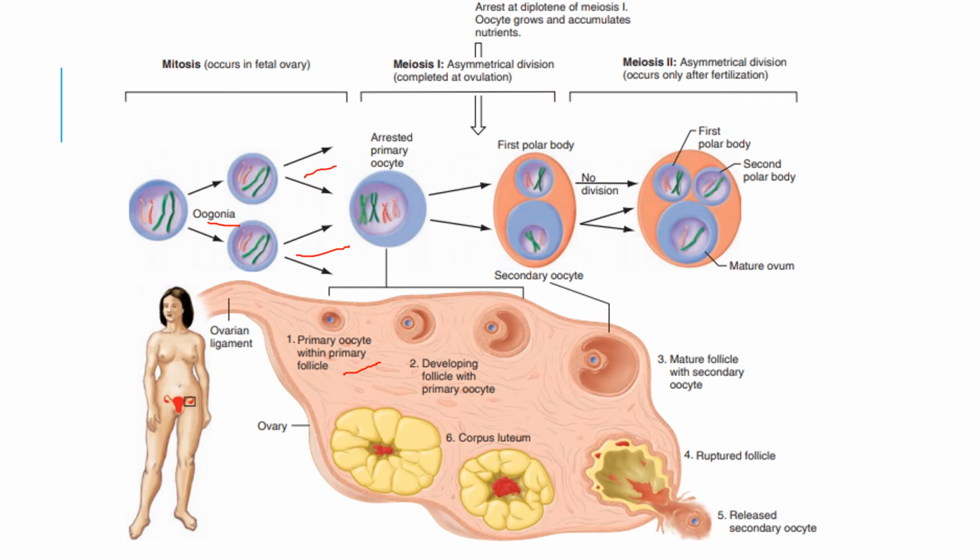The primary oocytes then undergo meiosis. For each primary oocyte, meiosis I results in the formation of two daughter cells that differ in size. So this division is asymmetric. The larger of these cells, the secondary oocyte, receives over 95% of the cytoplasm. The other small sister cell is known as the first polar body.